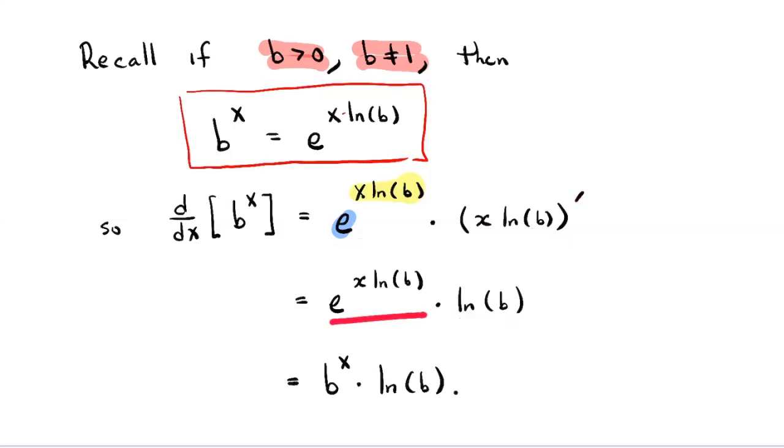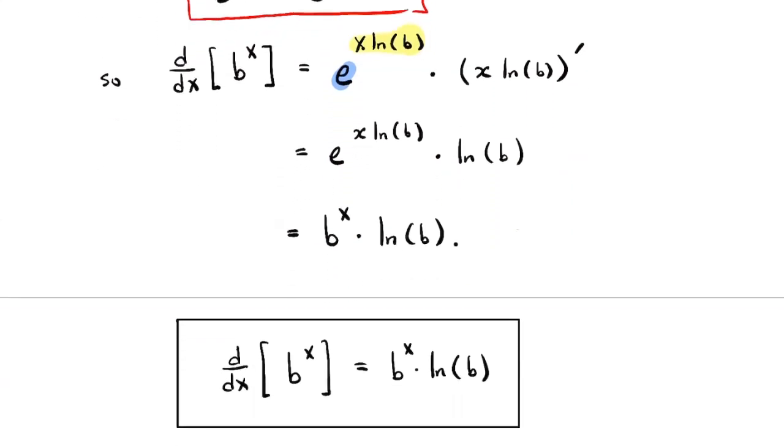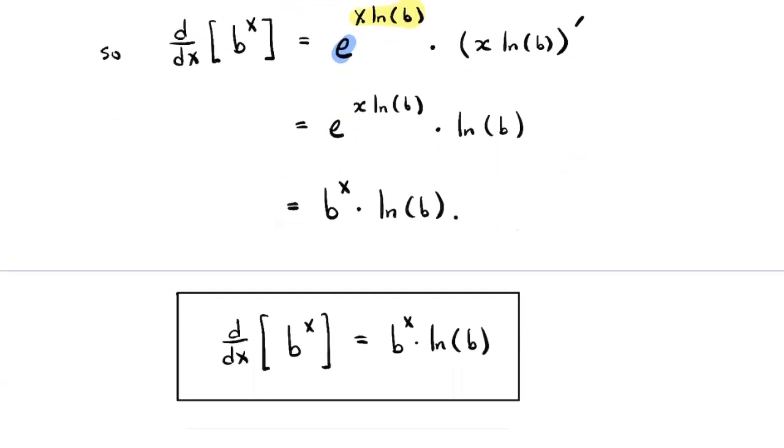But e to the x log b is b to the x. So you can substitute e to the x log b back for b to the x, and that's the formula I'm going to show a summarized version of. The derivative of any exponential function is kind of itself. The derivative of b to the x is b to the x, except you have to multiply by the natural log of b. Let me remind you that the natural log of the number e is equal to 1.